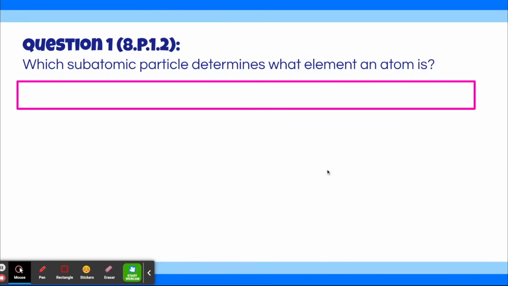Okay, so the answer to this question is proton. If you got that right and you understand why that is, feel free to skip to the next timestamp and do the next question. If not, we'll be explaining why that is right now.